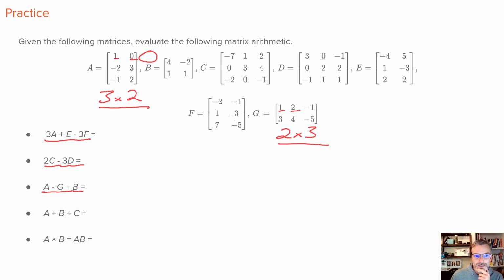Okay, and so you can check. We move on to the next one, A plus B. Again, we can't do it. Each one of these is of a different dimension, so we can't do that. It's just simply not defined.